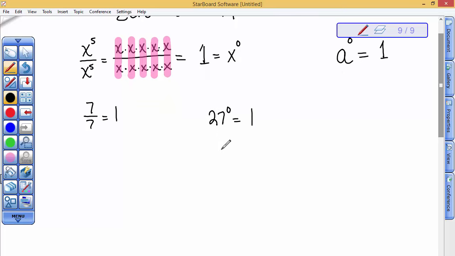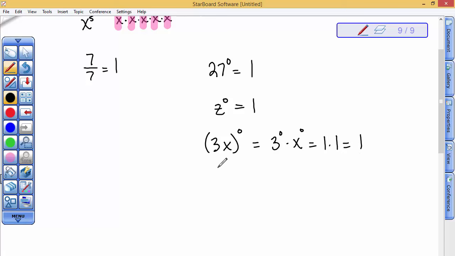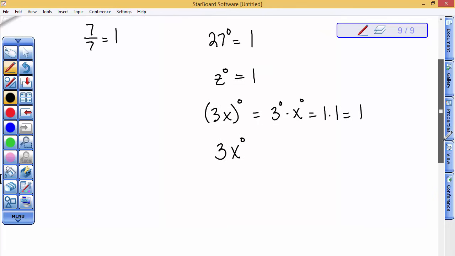Here, anything to the 0 power, this would be 3 to the 0 times x to the 0, which would be 1 times 1, which is 1. However, if I wrote 3x to the 0 without parentheses, this one's with parentheses, this means 3 times 1, which is 3.